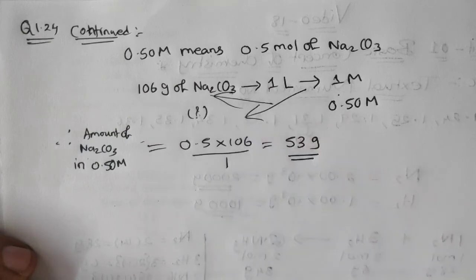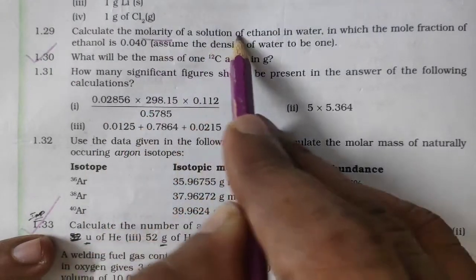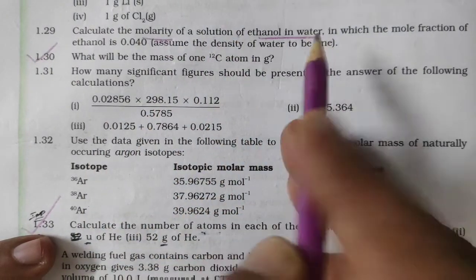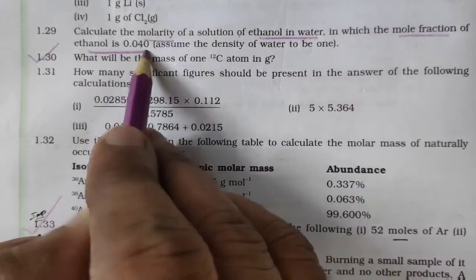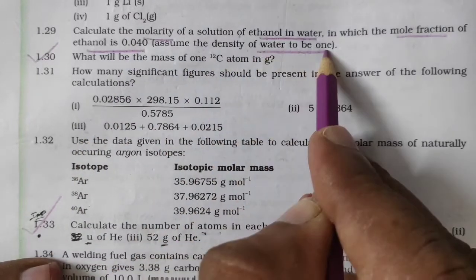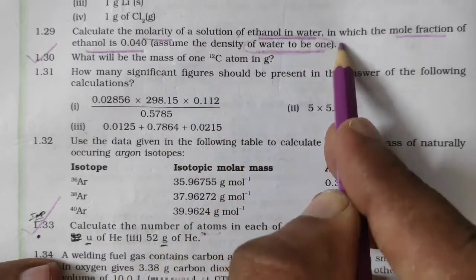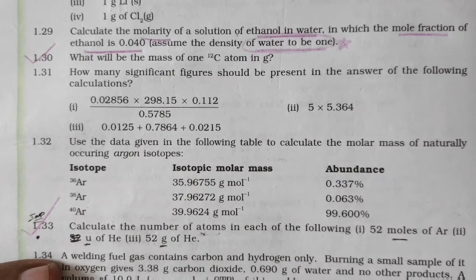This we already discussed in molarity. Now the next question. You can see here, calculate the molarity of solution of ethanol in water, in which the mole fraction of ethanol is given. Assume the density of water to be 1. This is the important part I am talking about. So now we'll continue with that.